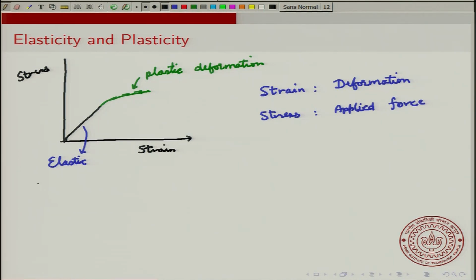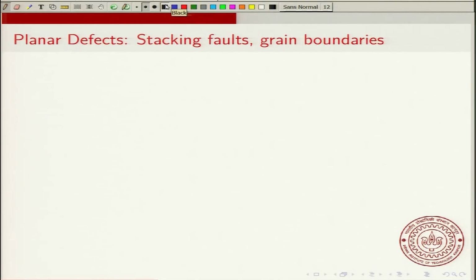Now, let me also briefly mention some other types of defects that are possible. I will talk about planar defects, such as stacking faults. Stacking faults and grain boundaries are kinds of planar defects, and I will illustrate the idea of a stacking fault using the idea of a cubic close packed structure, which you can think of as the 1-1-1 direction of an FCC.